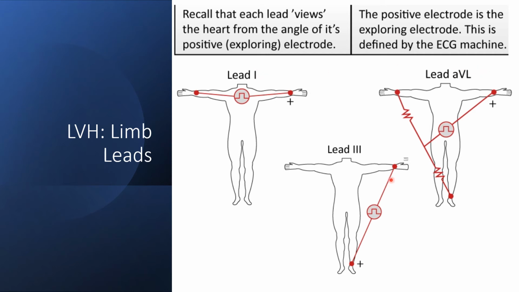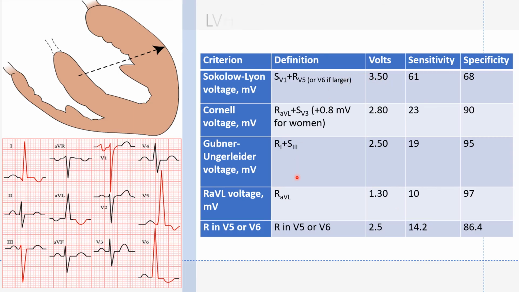In addition, lead 3 looks at the left arm from the opposite end of the spectrum, and therefore any forces that are going towards the left arm will be seen as a big negative deflection in lead 3, and therefore some of the voltage criteria for left ventricular hypertrophy also use lead 3, as you can see from the next slide. So here are the voltage criteria for left ventricular hypertrophy that are most commonly used.